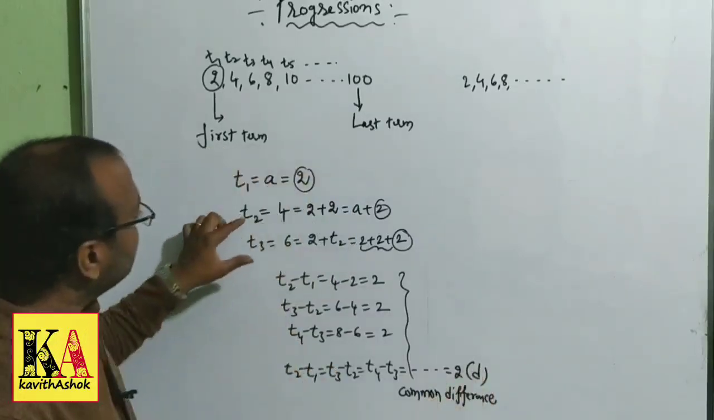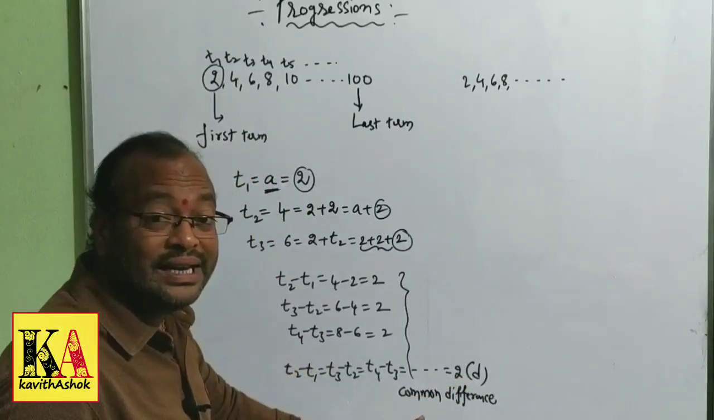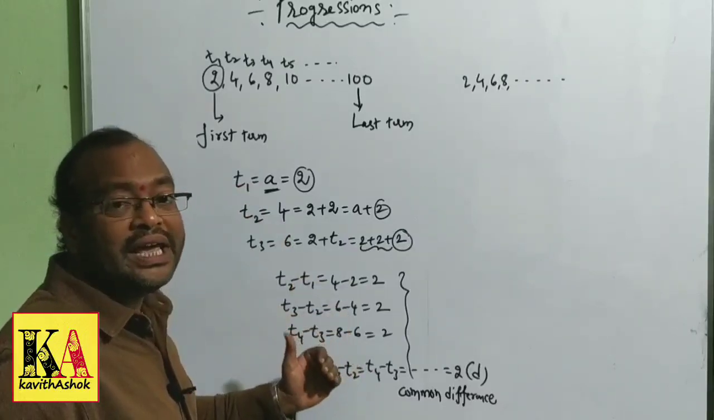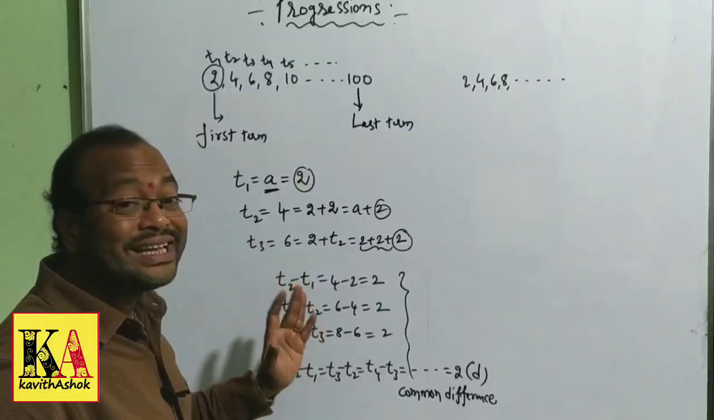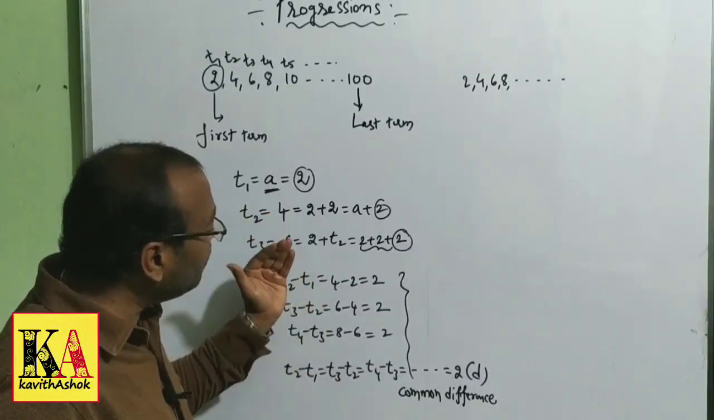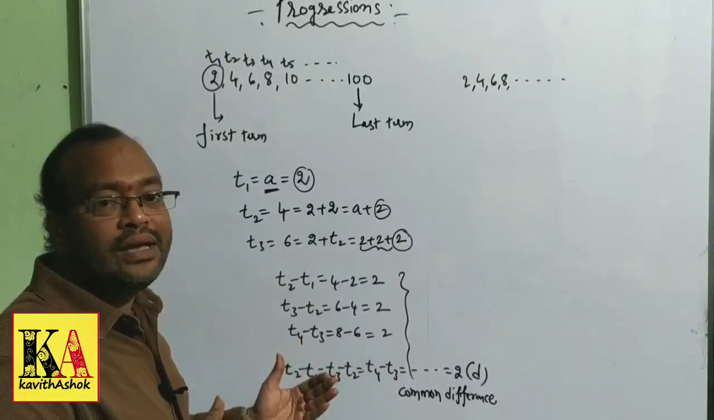Common difference. This is the first term A and this is D, the common difference. These two terms are very important in arithmetic progression. These two are the key terms. If we know the A and D values, whatever the problem may be, we can easily solve it.